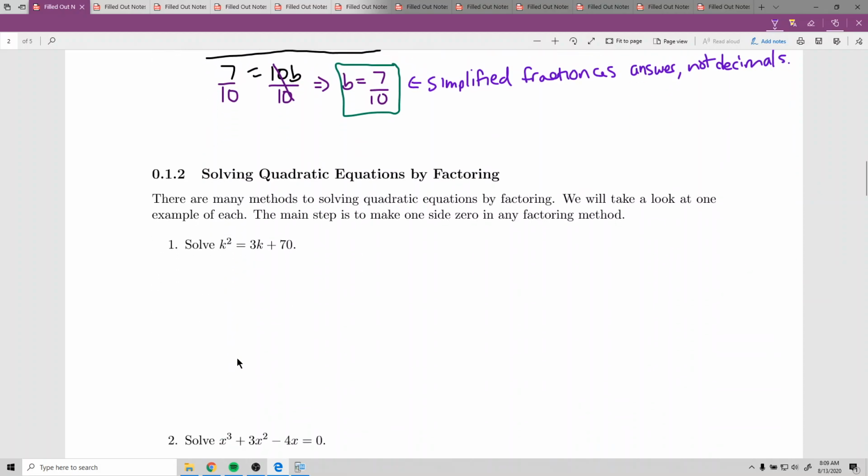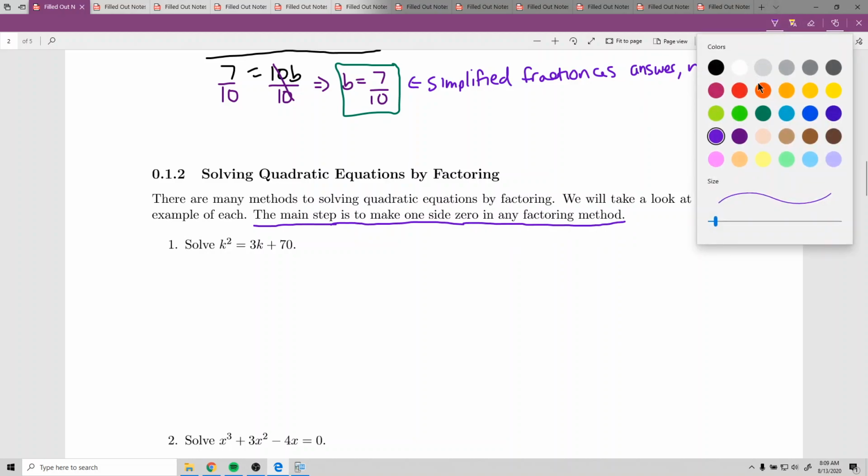All right, the next section is solving quadratic equations by factoring. This is the main thing where we'll spend most of our time in this section. And there's a lot of different ways to factor. You should be familiar with all of them. If you're not, that's what this is for. That's what the review's for. But the main step is to make one side 0 when you factor in any factoring method.